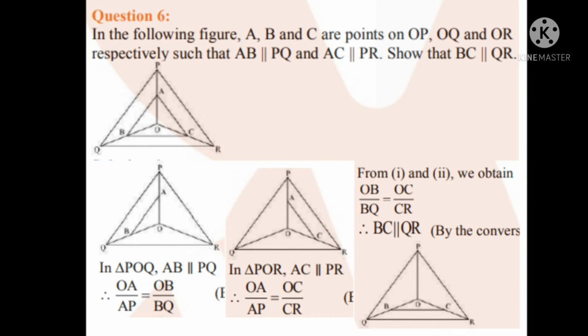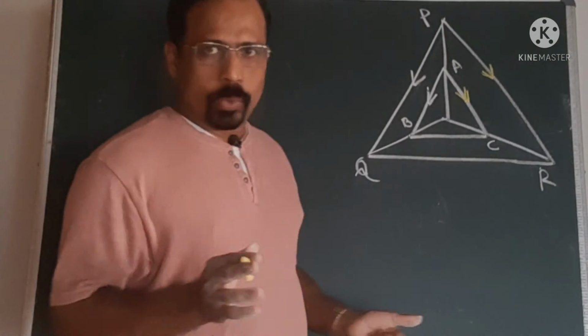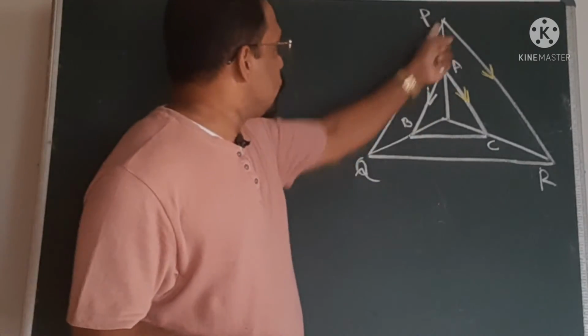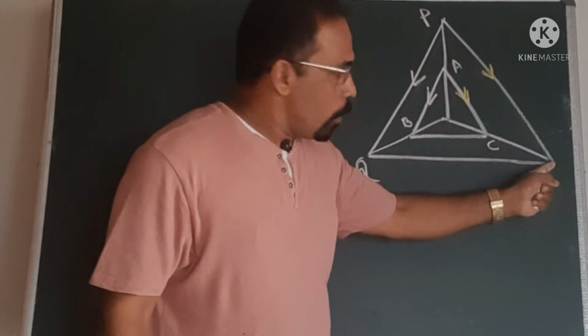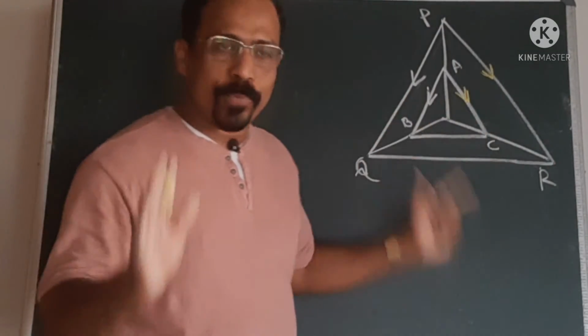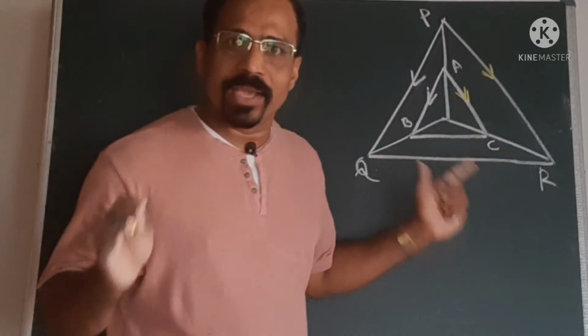So let us do question number 6. In the following figure, A, B and C are points on OP, OQ and OR respectively such that AB is parallel to PQ and AC is parallel to PR. Show that BC is parallel to QR. Now look at this figure. What is given to us? AB is parallel to PQ, AC is parallel to PR. We have to prove BC is parallel to QR. This is what we have to prove.